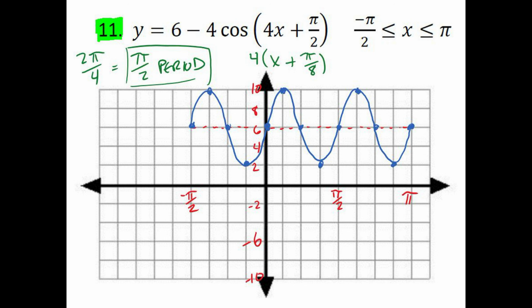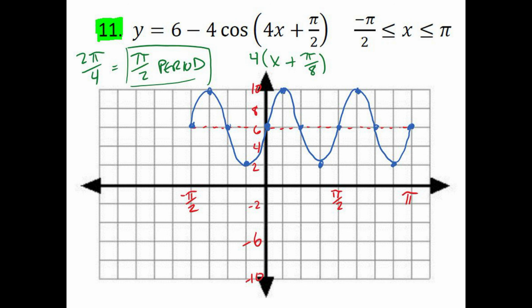Now inside the parentheses we have a 4 in front of the x, so that is exactly what we have to factor out. So if we factor out that 4, the 4 will go out front, and that's our k. So we divide 2 pi divided by 4, and you get half a pi for your period. And then what's left over, when you divide pi divided by 2 divided by 4, you get pi divided by 8.